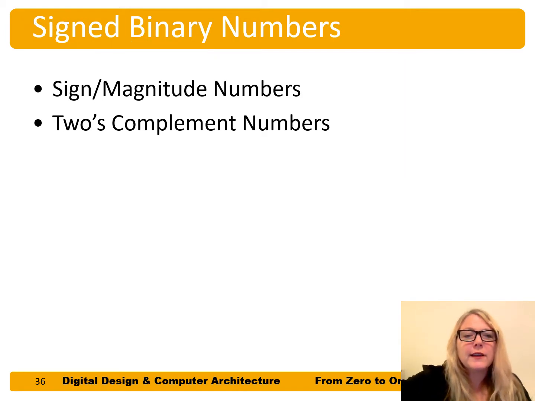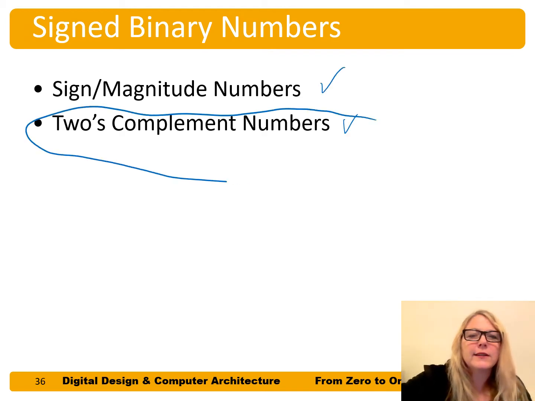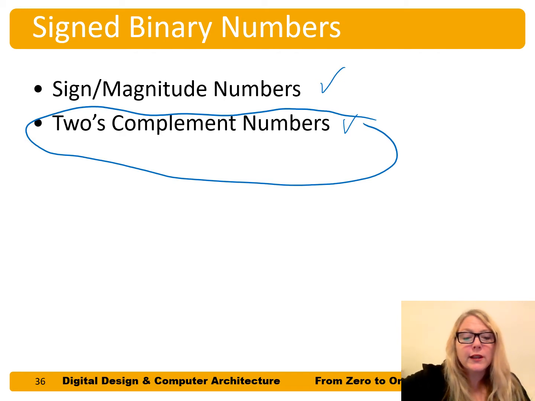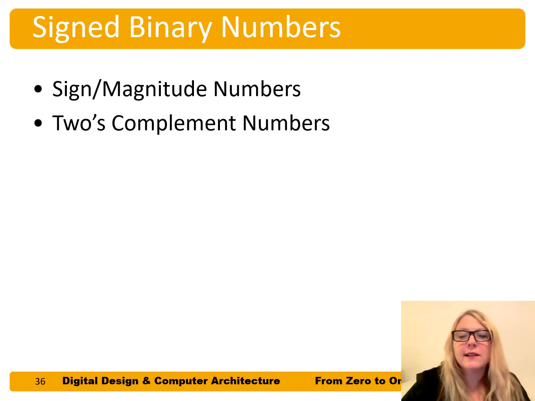So there are two types of signed binary numbers: signed magnitude numbers and 2's complement numbers. And mostly in this class we're going to deal with 2's complement numbers, but we'll look at both of these types of signed binary numbers.